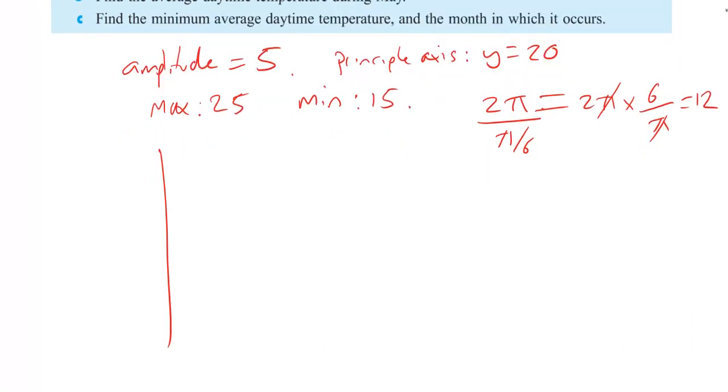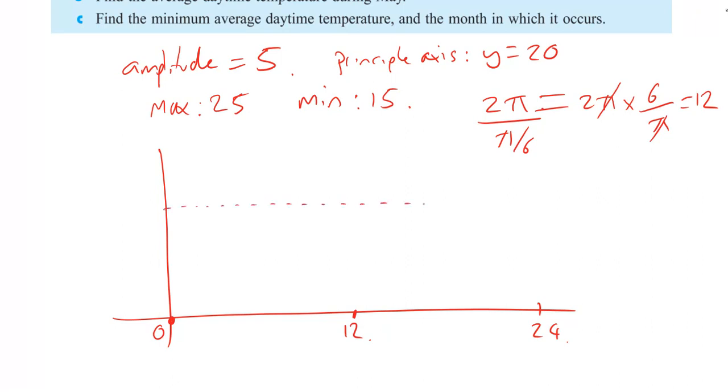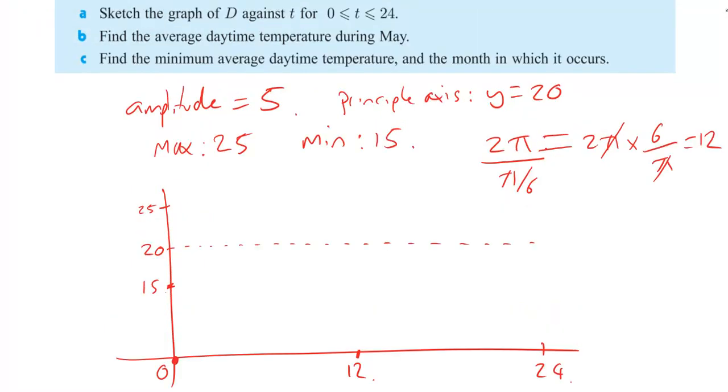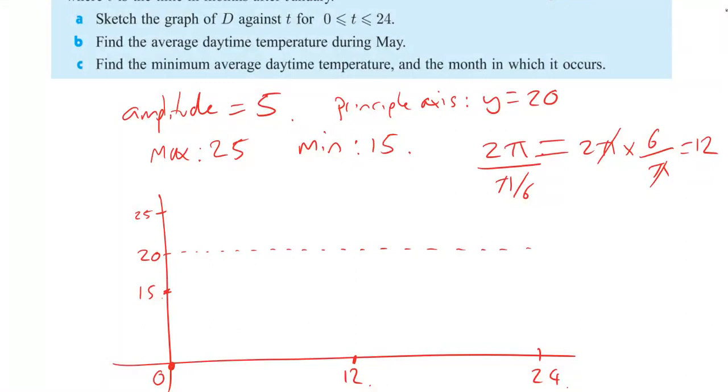So we have some axes here, look, and we're going to go from 0 to 24. We have 12 there in the middle. That's how long it's going to take to repeat itself. And we are going to be rotating around 20. We've shifted up 20. Okay, so our max height will be 25. Our min height is going to be 15. I know my scale is a little bit off. Okay, we're doing a sketch for these. We don't have any graph paper or squared paper. All right, we're just doing a sketch.